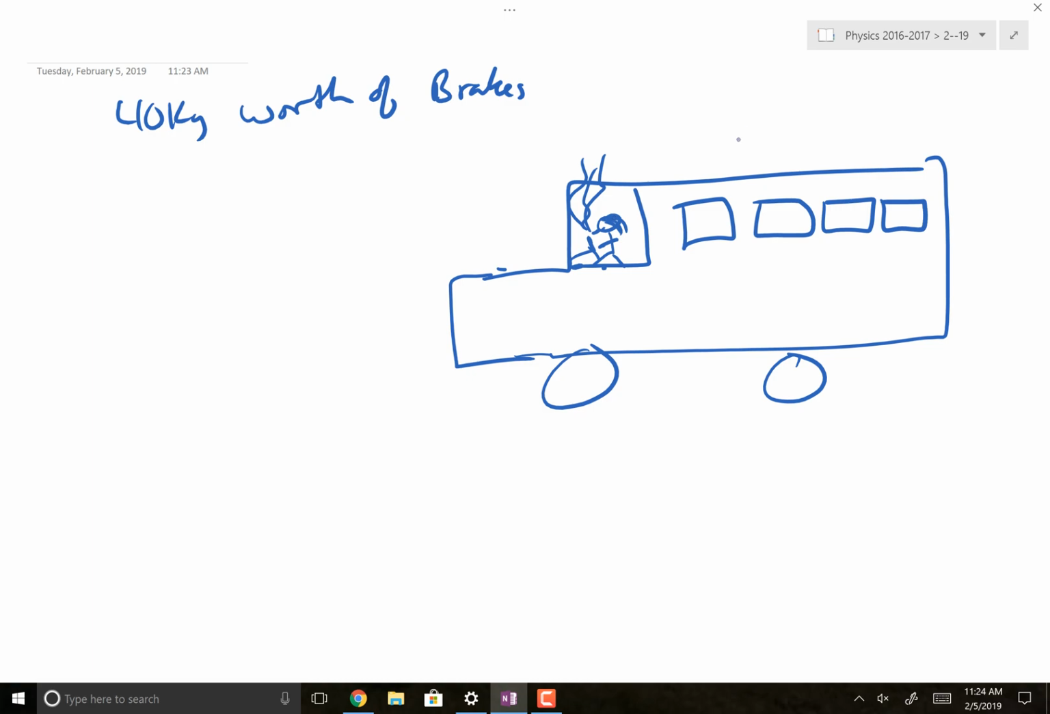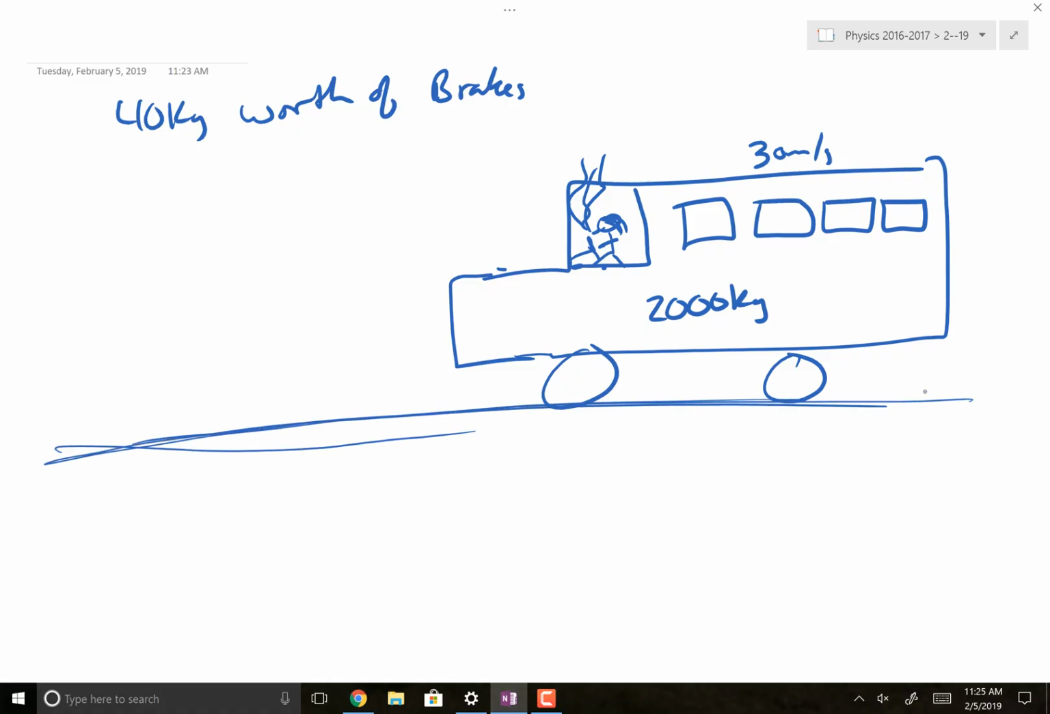We have about 2,000 kilograms, just for a good time. And we're moving at 30 meters a second, which seems a little extreme for hauling children, but we're going to do it. Yeah, it's totally fine. So let's do this. Let's come to a stop, and let's convert all kinetic energy to heat, via friction, of course.